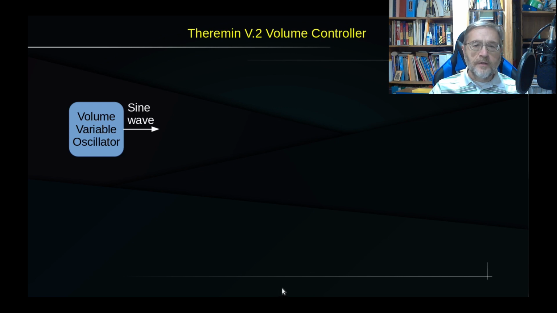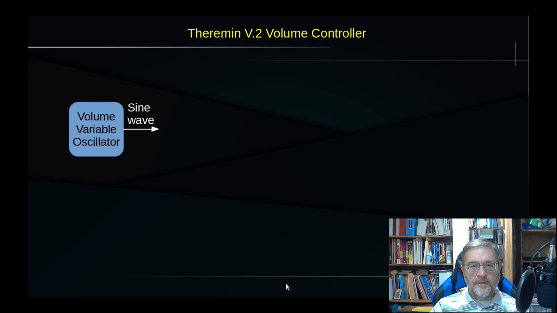The first block, going from left to right, is the volume variable oscillator, which is the block that provides the signal for the rest of the controller's circuitry. The oscillator emits a sine wave of around 400 kHz. An antenna connected to the oscillating tank provides a variable capacitance to slightly change the frequency when a hand is moved in proximity of the antenna.